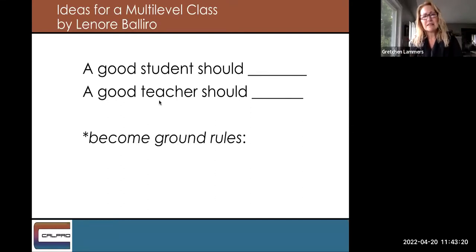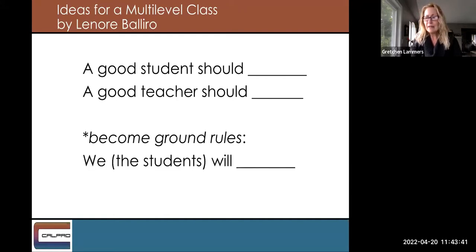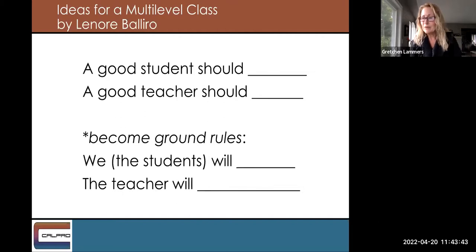So another idea is that these types of ideas about a learner's role or what a learner does and what a teacher does and what it should look like, these can become ground rules, or they can somewhat become the norms of your class. For example, I will come to class prepared, ready to participate, engage in learning, facilitate and help the learning of others.